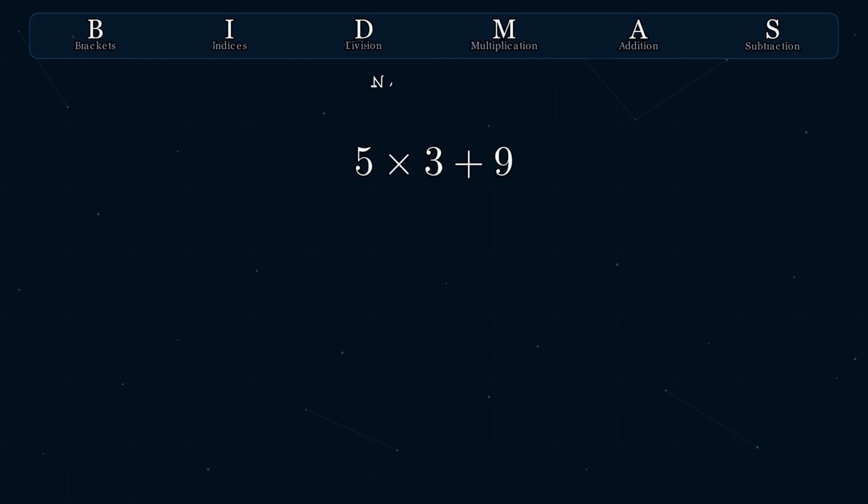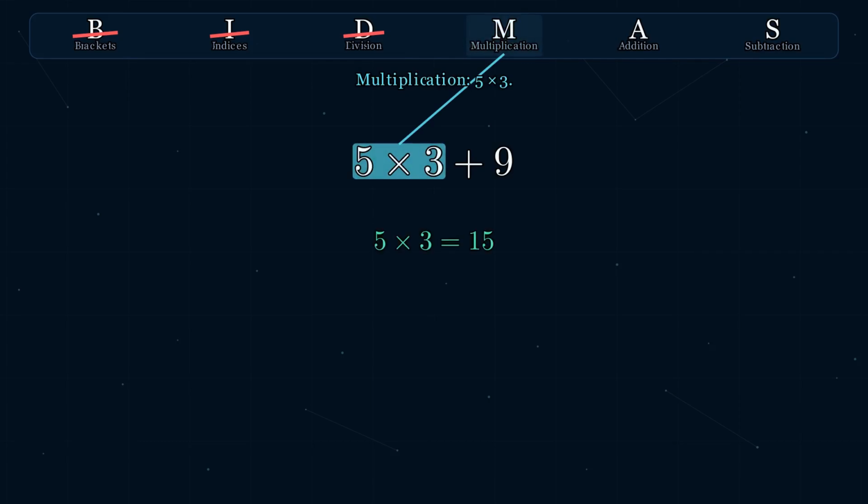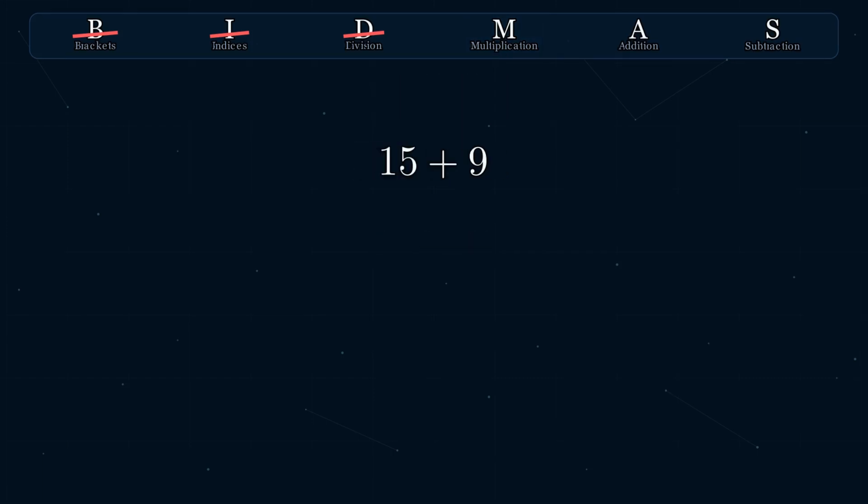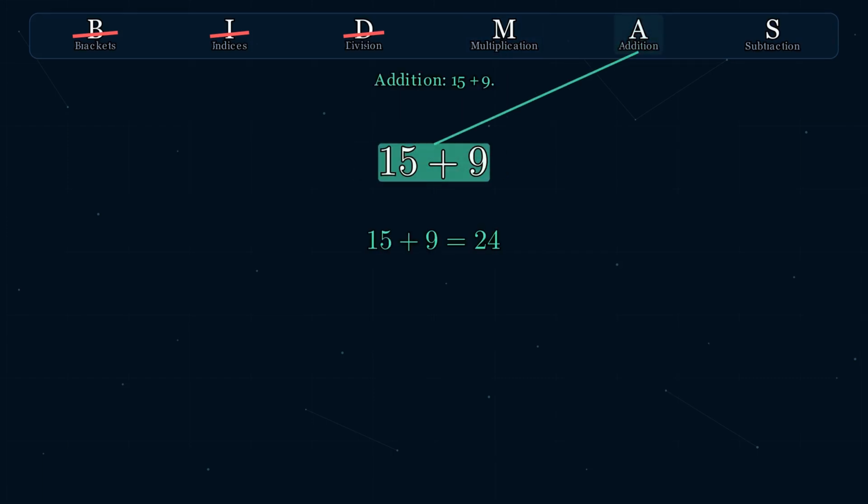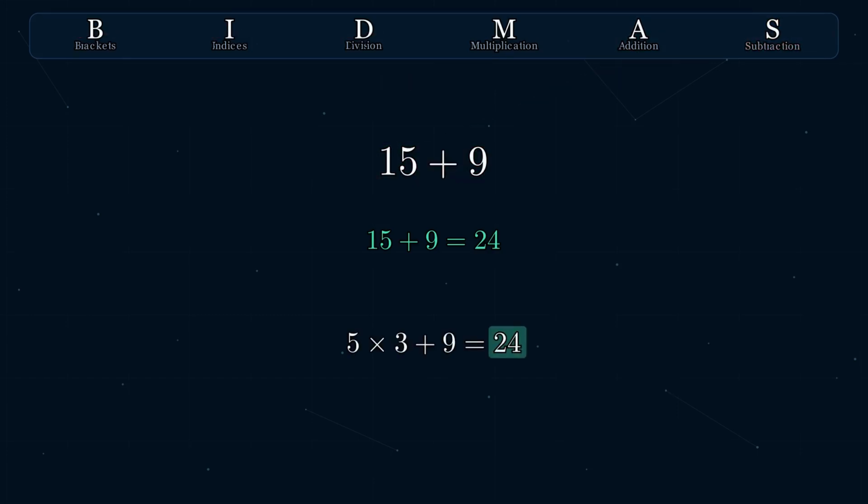First, check brackets. There are no brackets. Next, check indices. There are no indices. Next, check division. There is no division. Now multiplication. 5 times 3 is the part to do. 5 times 3 equals 15. So now we have 15 plus 9. Next comes addition. 15 plus 9 equals 24. There is no subtraction, so the agreed answer is 24.